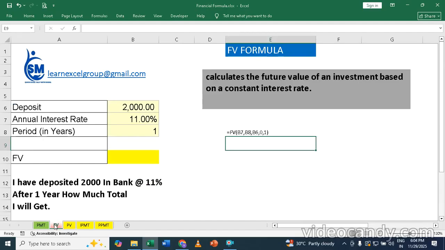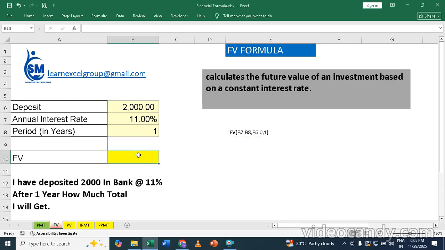My next formula is called FV. FV stands for future value. Future value is used to calculate the investment based on the interest rate. For example, if I would like to deposit 1,000 rupees in the bank at the rate of 11%, after 1 year how much money will I get? So it's just like a recurring deposit.